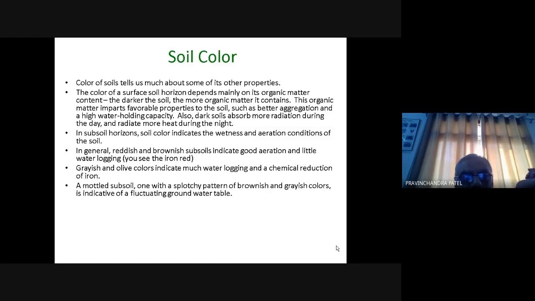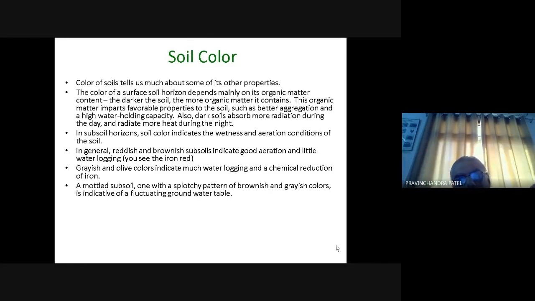The color of the surface soil origin depends mainly on its organic matter. So why will you find the black color of the soil? Because it contains more organic matter. The darker the soil, the more organic matter it contains. So when you find the darker color of the soil, then you assume that it contains more organic matter. This organic matter imparts favorable properties to the soil, such as better aggregation and high water holding capacity.